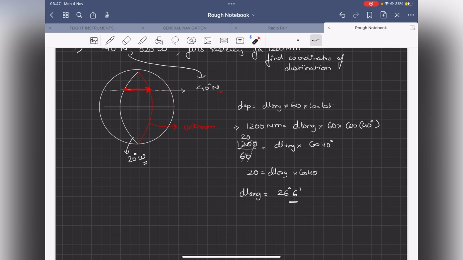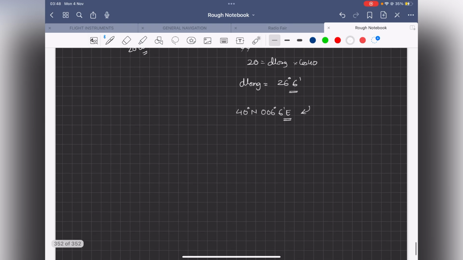So what are my final coordinates? My final coordinates would be 40 degrees north, 006 degrees 6 minutes east. Isn't it? Right? Now, I hope you guys understood what we are doing here.